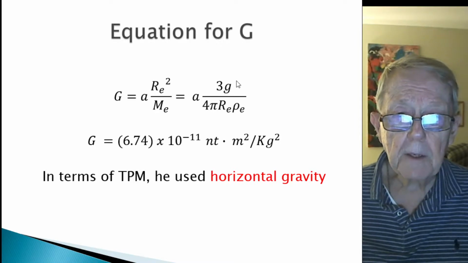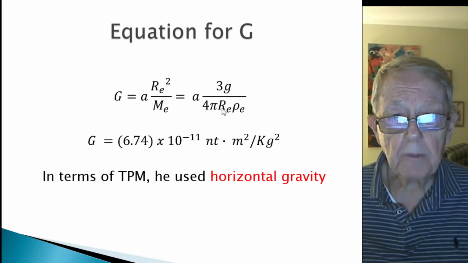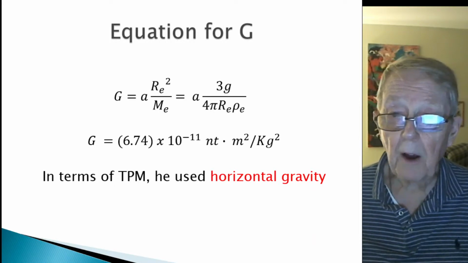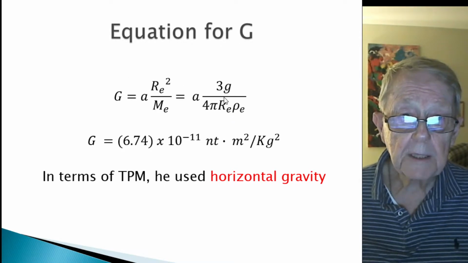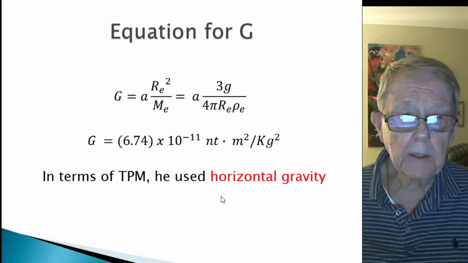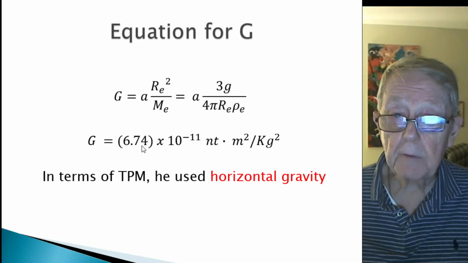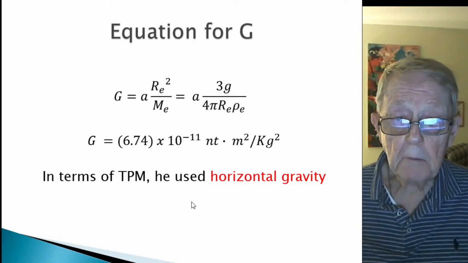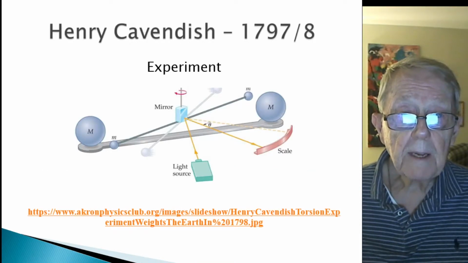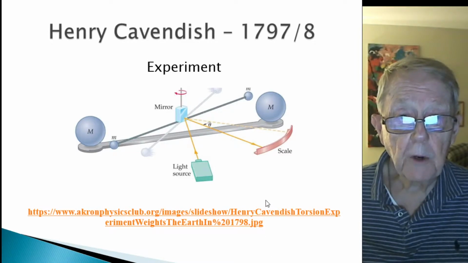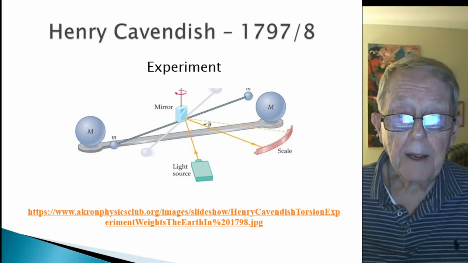How the people got to this: the bottom, 4 pi r cubed, is really the volume of a sphere, and rho e is the density. So this is the mass. And I don't know how 3G got in there, but when Henry Cavendish did it, he got 6.74. Very close, but not today's value. Yes, and I was going to talk about the horizontal force, which I already jumped ahead and have done.